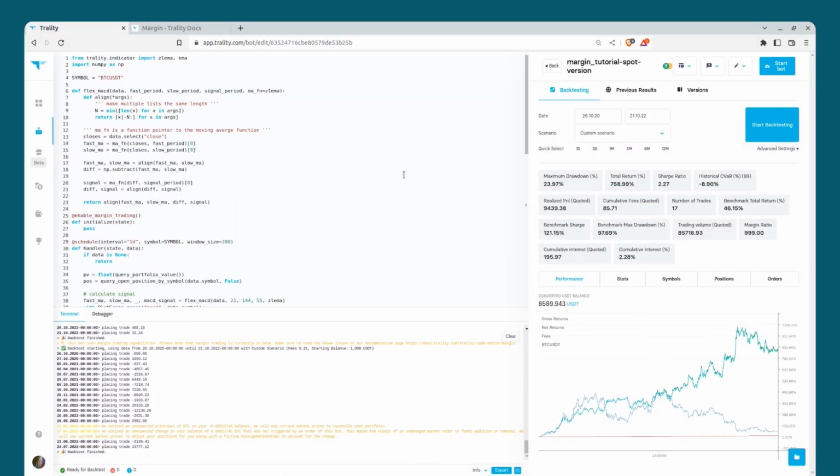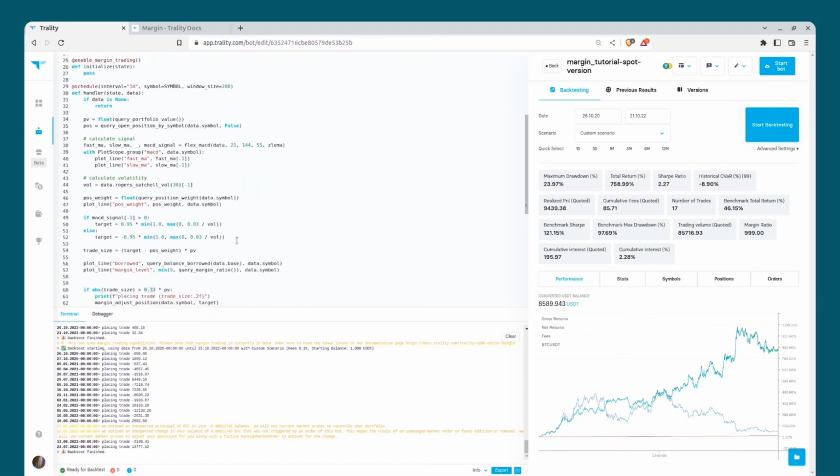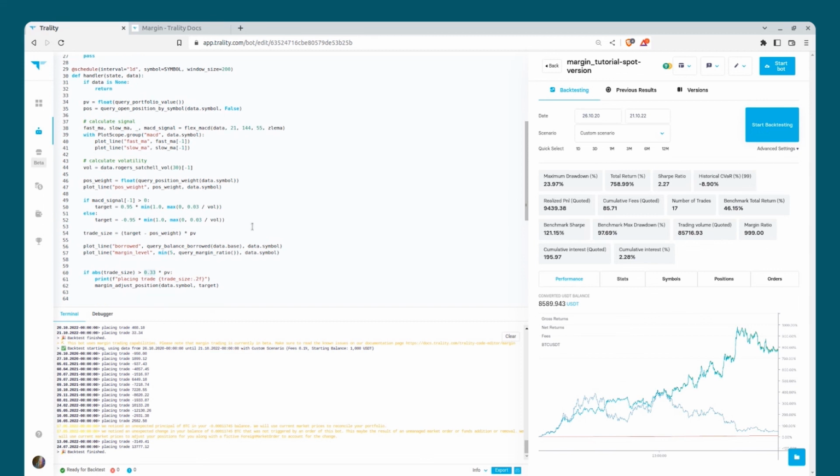Hopefully this video has helped you to understand margin trading and how it can be used, and how to take a spot only bot and modify it to use margin trading. Hopefully you also got an idea of how to measure risk, and it's worth, with margin trading, keeping an eye on the risk and understanding the potential volatility of the value of the portfolio as a function of the asset volatility and your position weights. And also understanding this margin adjust position function and how it works to position the portfolio given the target.